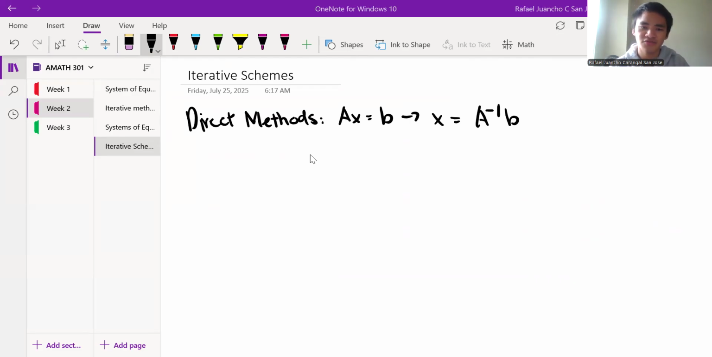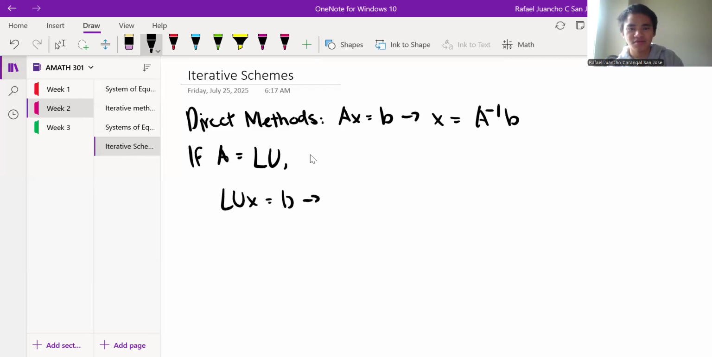And from there, what do we do? Well, we say if A is LU, so we decompose A into a lower and upper triangular matrix, then we get LUX equals B. And from here, we say Ly equals B and UX equals Y. So we did talk about direct methods here.